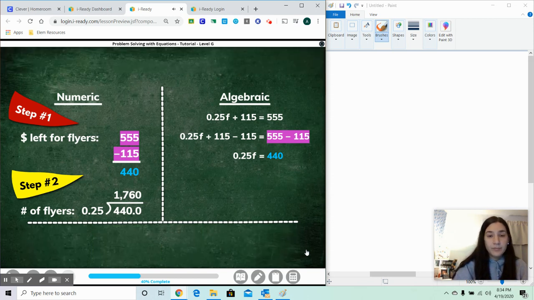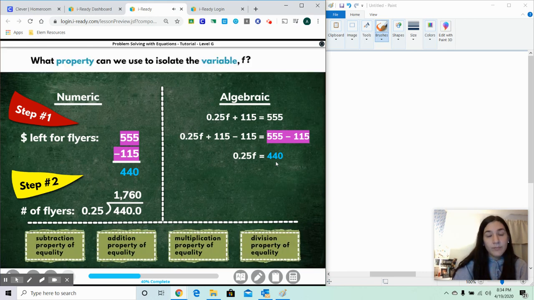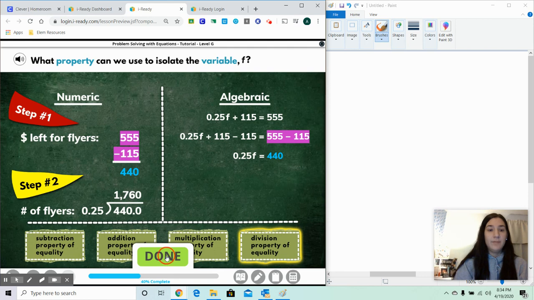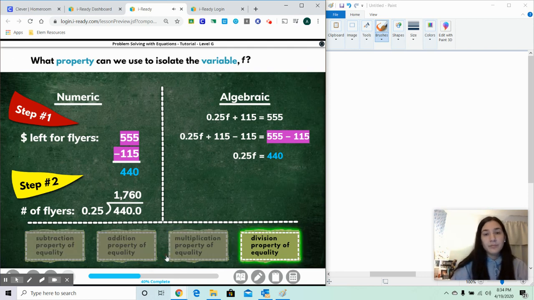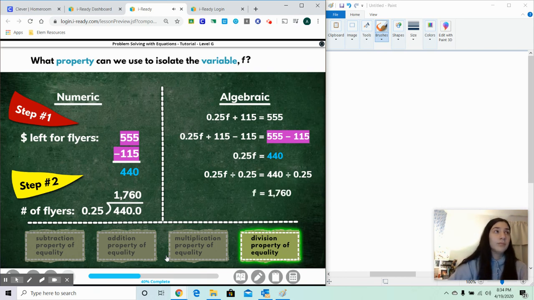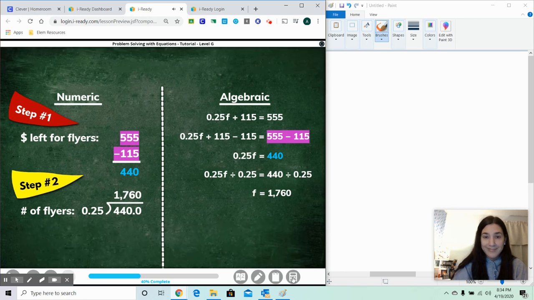There is still a number, or coefficient, in front of the variable. Now that we have 25/100 f equals 440, how can we find the value of f? In other words, what property can we use to isolate the variable f? Well, we know these are attached by multiplication, so the inverse of multiplication would be division. The division property of equality is used to divide both sides of the equation by 25/100. So that confirms it. We can make 1,760 flyers. Yay, we did it again, man.